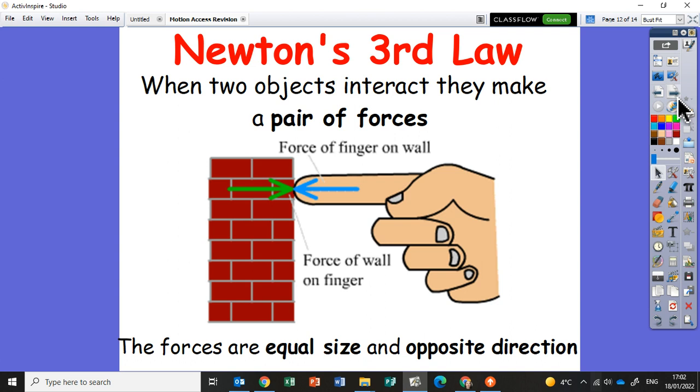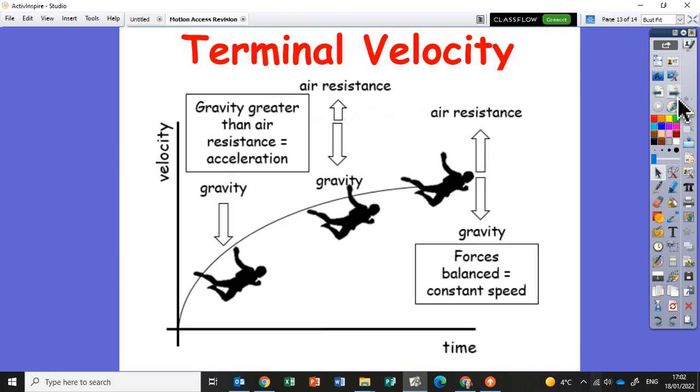Newton's third law is when 2 objects interact, they make a pair of forces that are equal in size and opposite in direction. So wherever you're sitting right now, you're putting a force downwards by gravity and you pushing down, but your chair or whatever you're sitting on, bed, wherever you are, is pushing with the same force back in the opposite direction. So you are technically demonstrating Newton's third law.